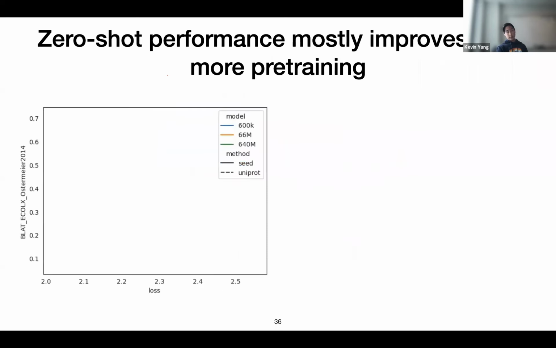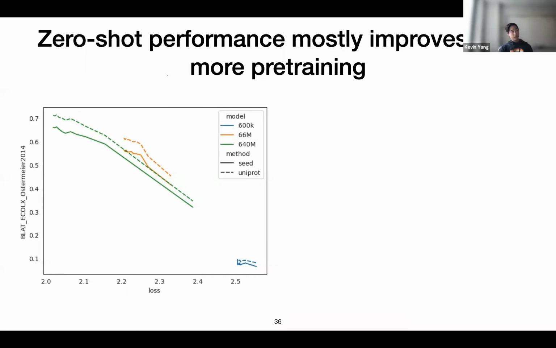We also find that zero-shot performance usually improves with more pre-training. So here again, those same 3 model sizes. Here we don't fine-tune anything. This is zero-shot prediction. C and UniProt refer to 2 variants of what we use as an input sequence. And so on the X, I'm plotting the pre-training loss, and the Y is the zero-shot Spearman rho for the E. coli beta-lactamase data set from Ostermeier 2014. And for most of the data sets in DeepSequence, we get something that looks like this, where the bigger model is better, and the better you do on pre-training, the better you do on zero-shot.